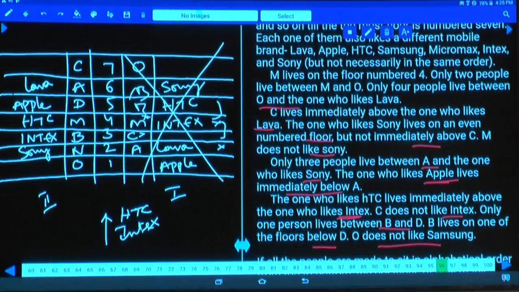O does not like Samsung, so C likes Samsung. If C likes Samsung, then what is the other thing left over here? Micromax. And who likes Micromax? O likes Micromax. Done with this? Now this is about question numbers 96 to 100.